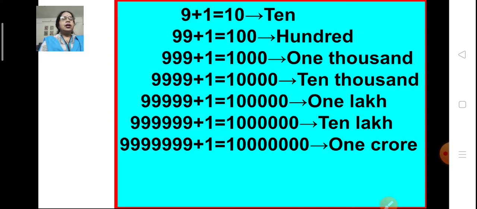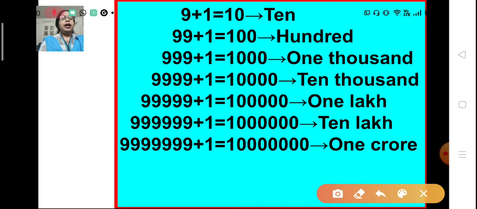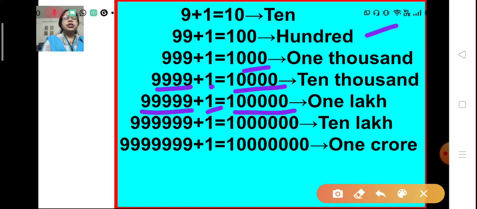You can see here 9 plus 1 becomes 10, and then 99 plus 1 becomes 100, 999 plus 1 becomes 1000, and 9999, which is the greatest 4-digit number, when 1 is added to it, we get 10,000. This is the smallest 5-digit number, and the greatest 5-digit number, when it has 1 added to it, we get the smallest 6-digit number, that is 1 lakh.